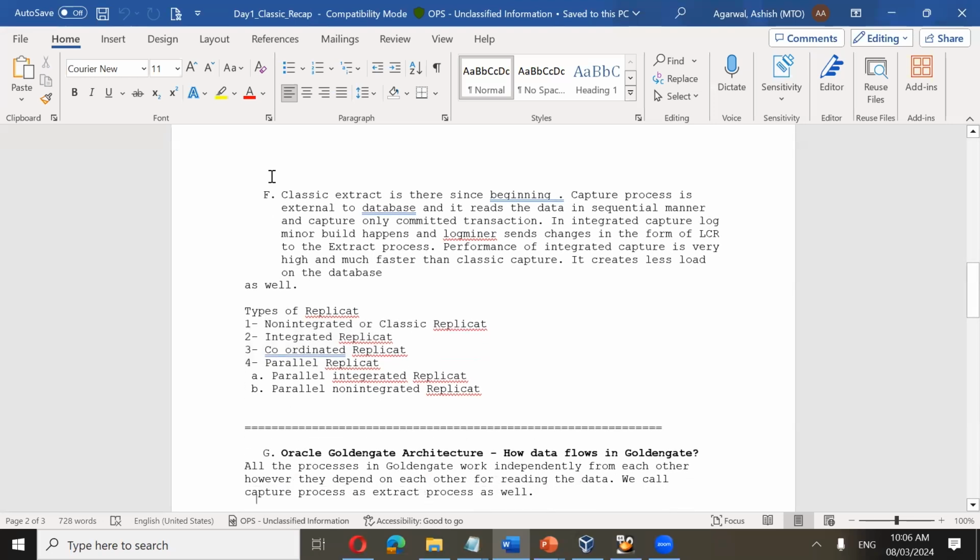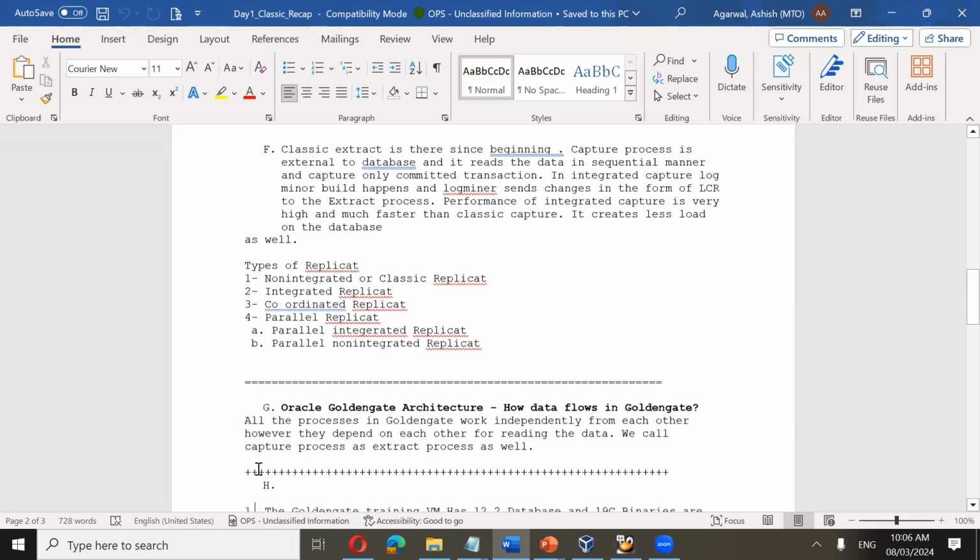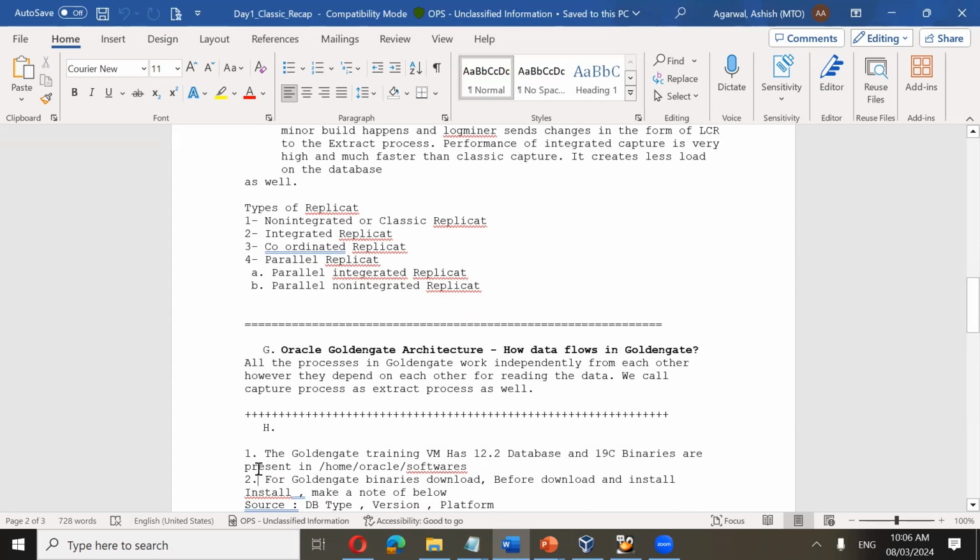Then we discussed about Oracle Goldengate architecture, how data flows. All the processes in Oracle Goldengate work independently from each other. However, they depend on each other for reading data. So the extract process captures the data and writes to the local trail. The pump process reads the data from the local trail and writes it to the remote trail. And then the replicat process applies it to the target database.